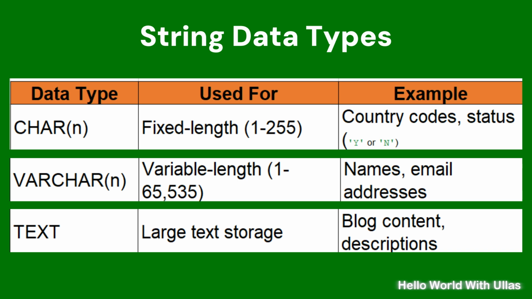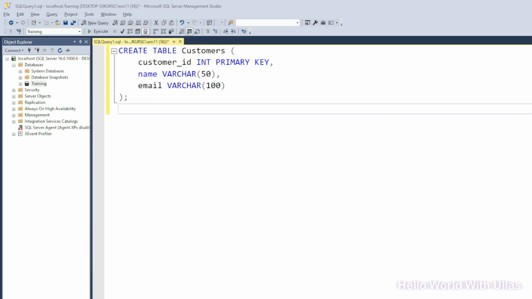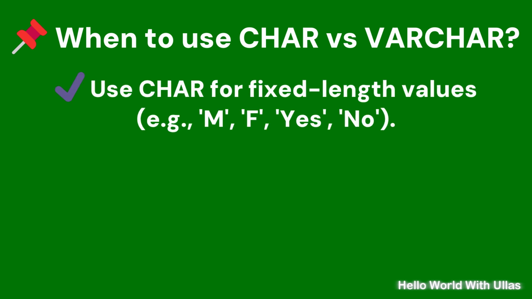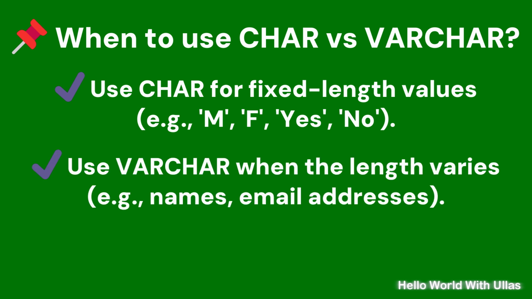So here is an example of string data types. We have name as varchar 50, which means we can store 50 characters, and email as varchar 100, which means we can store 100 characters. When to use char versus varchar? Use char for fixed length values, for example M, F, yes or no. Use varchar when the length varies, for example names, emails, addresses, etc.